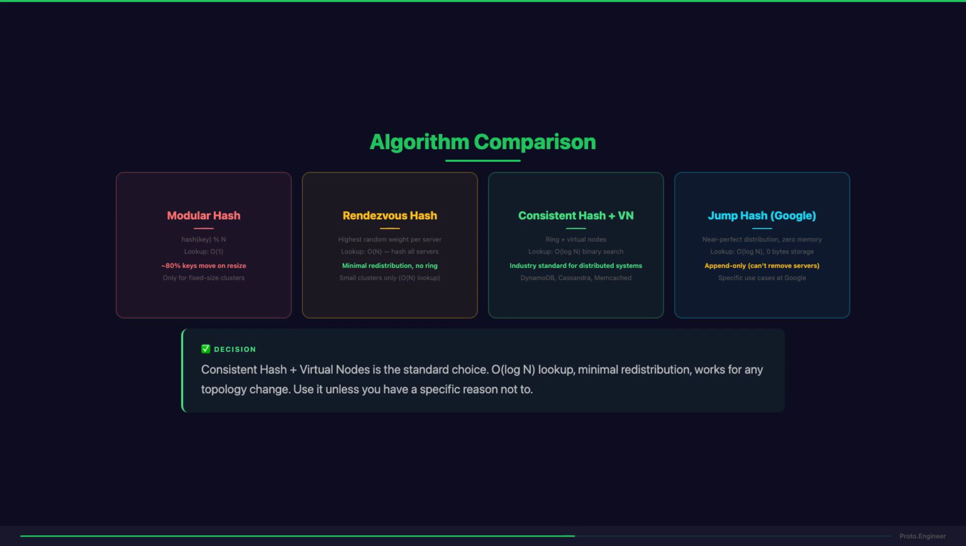Jump hash by Google. Extremely fast, near perfect distribution, zero memory usage. But it only supports appending servers. You cannot remove arbitrary servers. Used internally at Google for specific use cases. For general-purpose distributed systems, consistent hashing with virtual nodes is the industry standard.